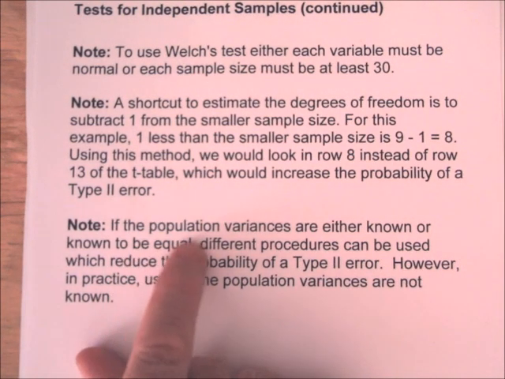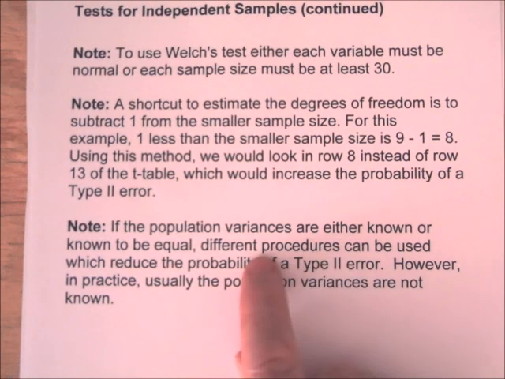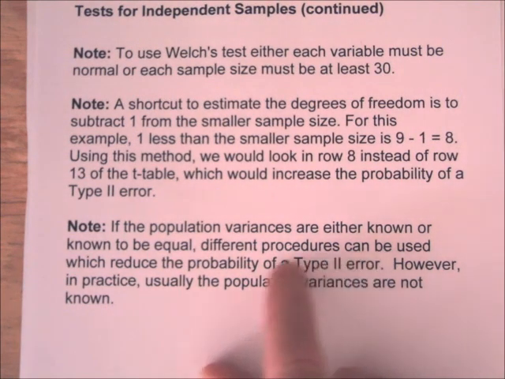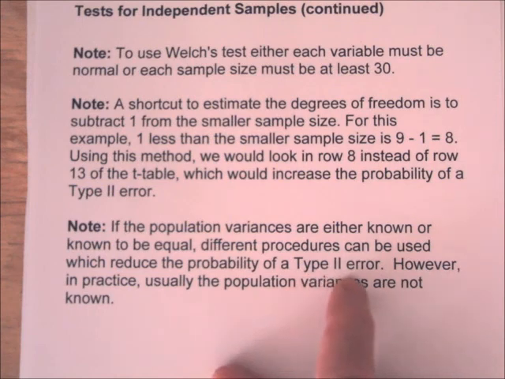Another note, if the population variances are either known or known to be equal, different procedures can be used which reduce the probability of a type 2 error. However, in practice, usually the population variances are not known.